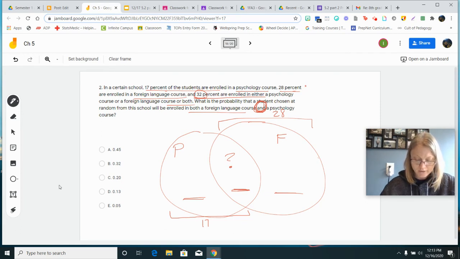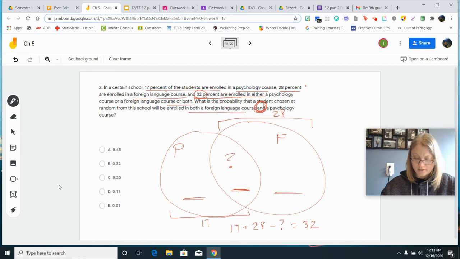So what I do know is that I have 17 people that took psych plus the 28 people that took foreign language. But if I just add those two numbers up, I've double counted my question mark, my overlap. So I'll have to get rid of that one time. But altogether, that should add up to 32 people in the end, because taking out the overlap one time would give me those three sections.